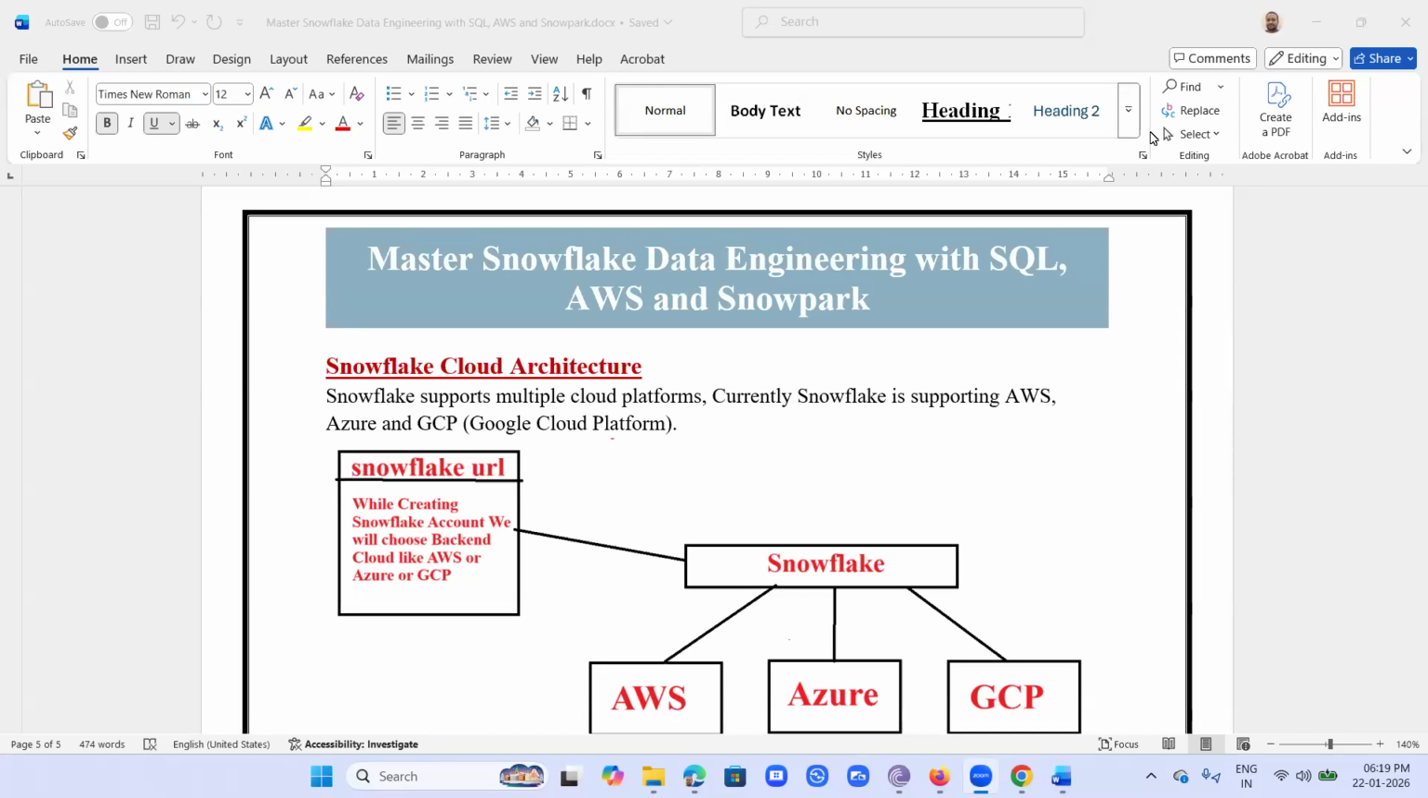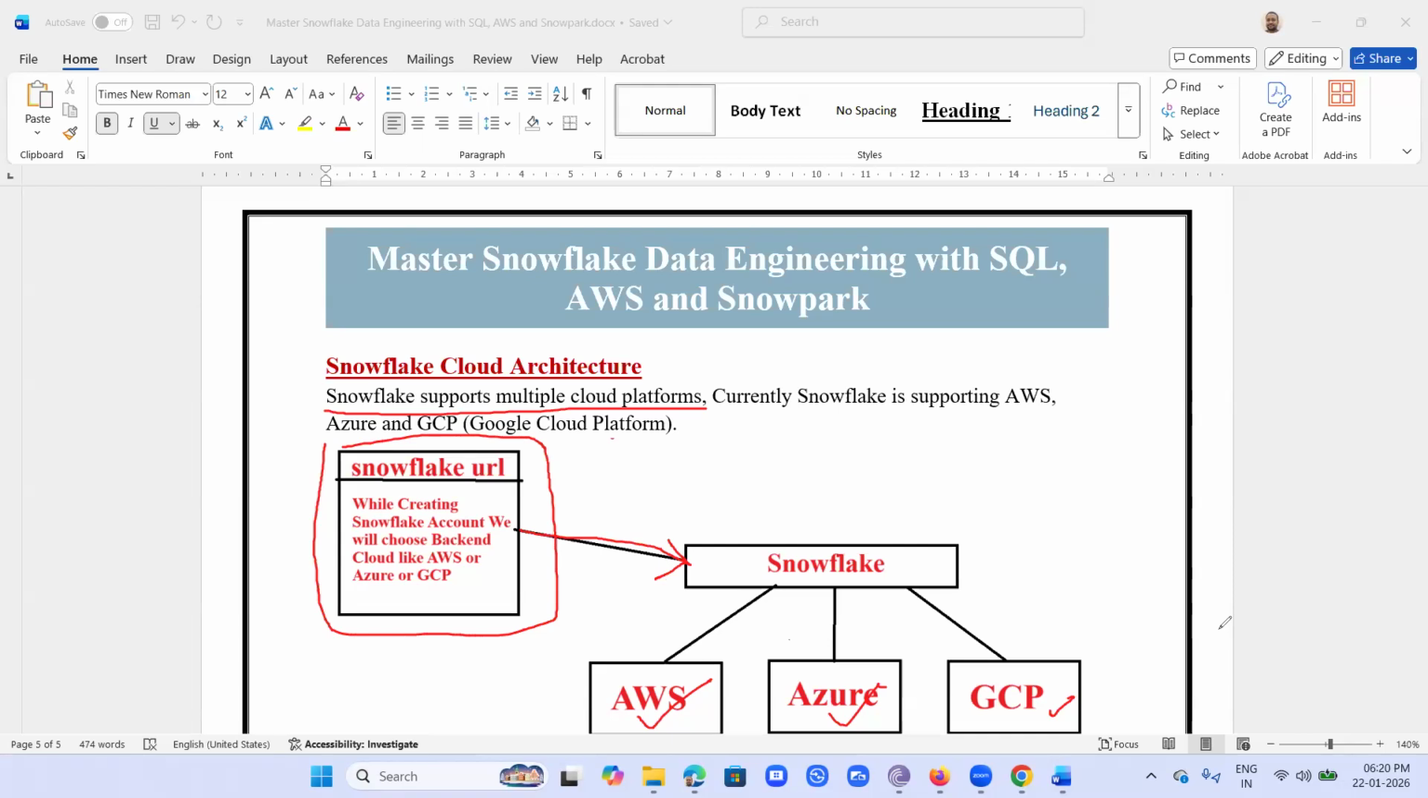In this video, let's understand Snowflake Cloud Architecture. Snowflake supports multiple cloud platforms. Currently, Snowflake supports AWS, Azure, and GCP. While creating a Snowflake account using snowflake.com, we can choose a backend cloud for our Snowflake. Let's say I may choose AWS, you may choose Azure, someone may choose GCP. It depends on their interest.